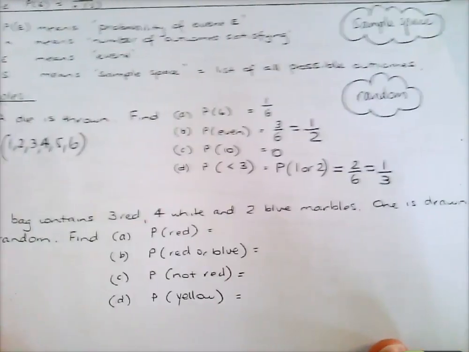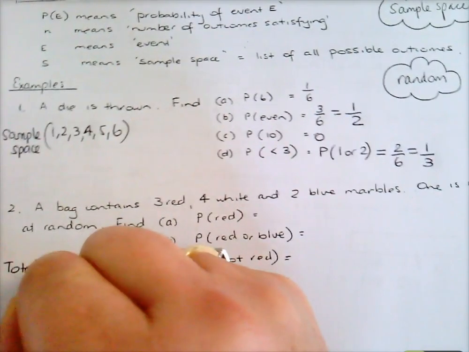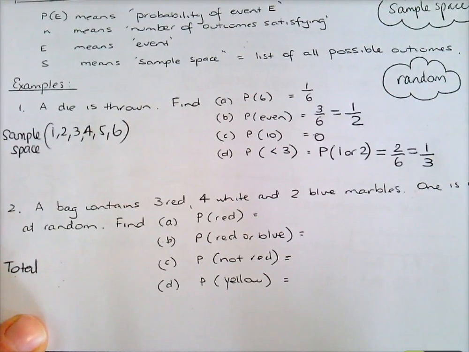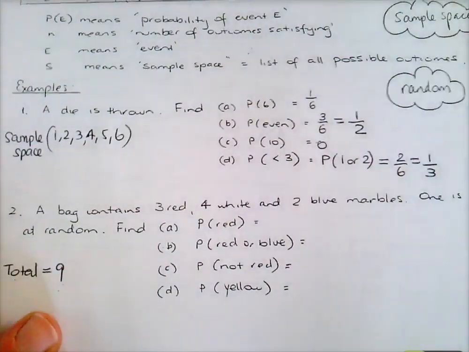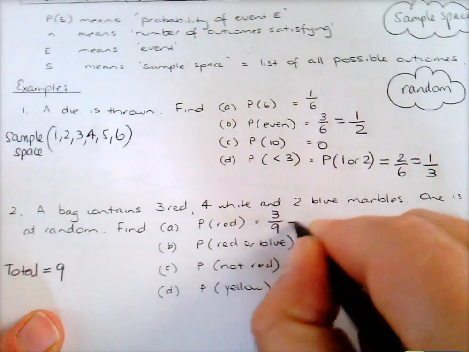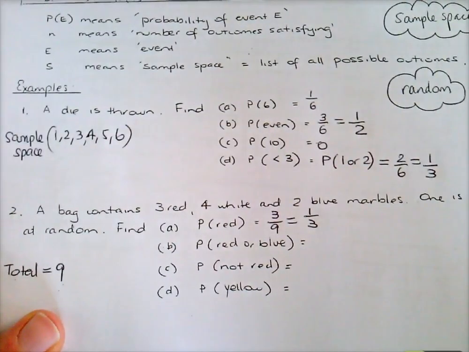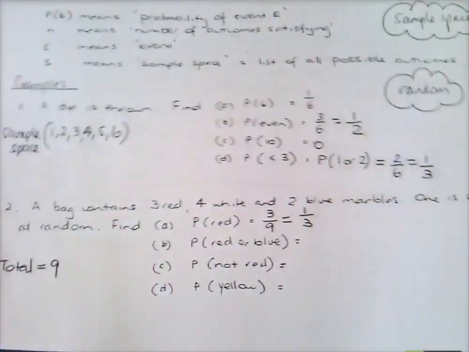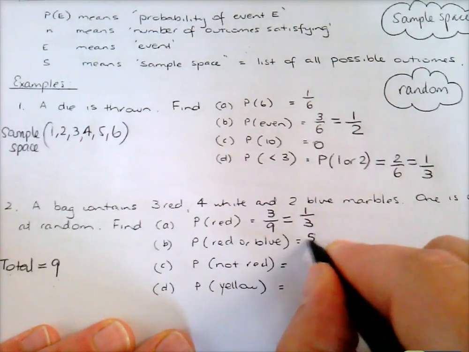Are we good? Next. A bag contains 3 red, 4 white and 2 blue marbles. One is drawn at random. So how many have we got in total, by the way? Let's write what we've got in total. 3 and 4, 7. Total equals 9. Okay, probability of red. Just doing the really easy ones today, girls. Red is? Good, which is?